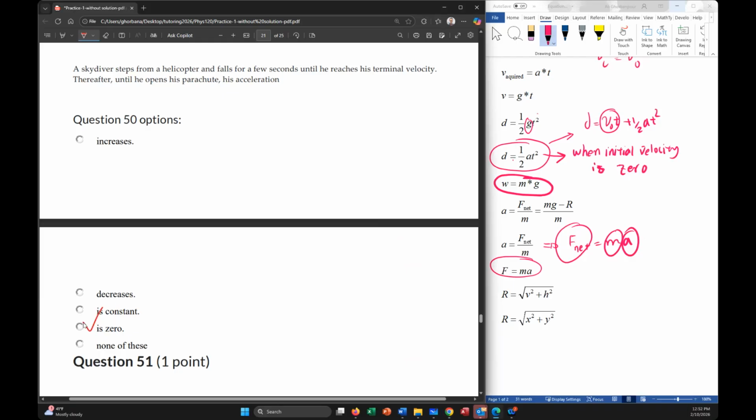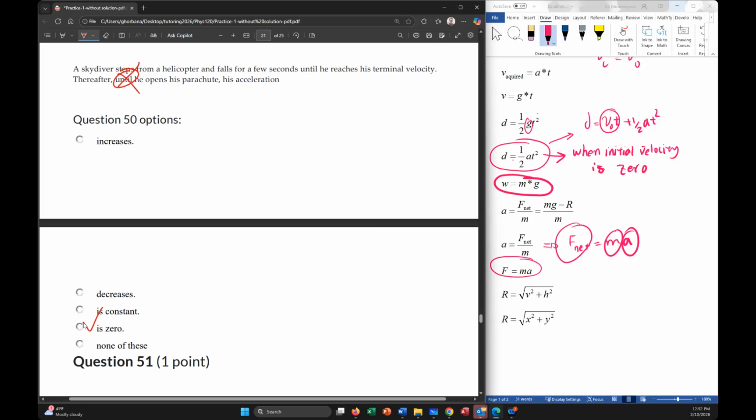Until he opens. Again, read the question. When you don't read the word "until," what does it mean? It means that the drag force is going to be bigger. When it opens, does that mean it decreases? No, the drag force increases. The drag force is going to be bigger than your weight. That's why you just move a little up when you open.